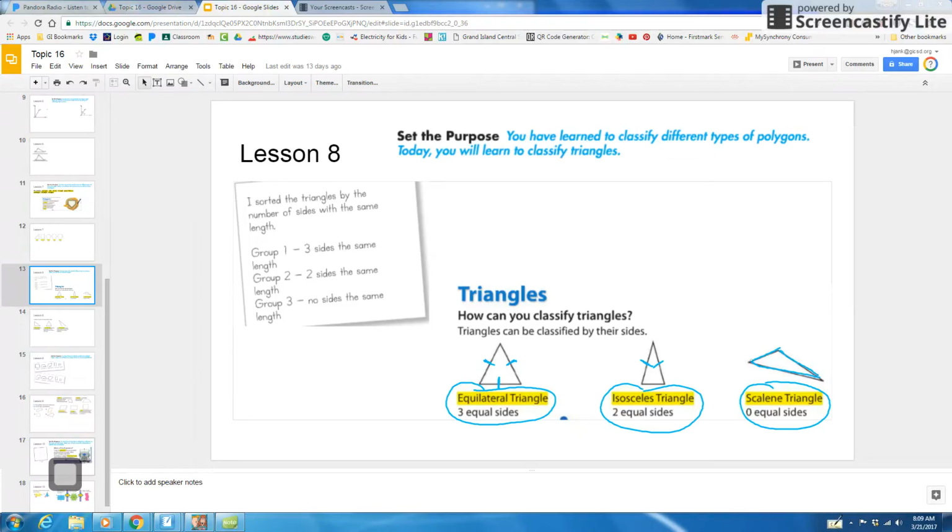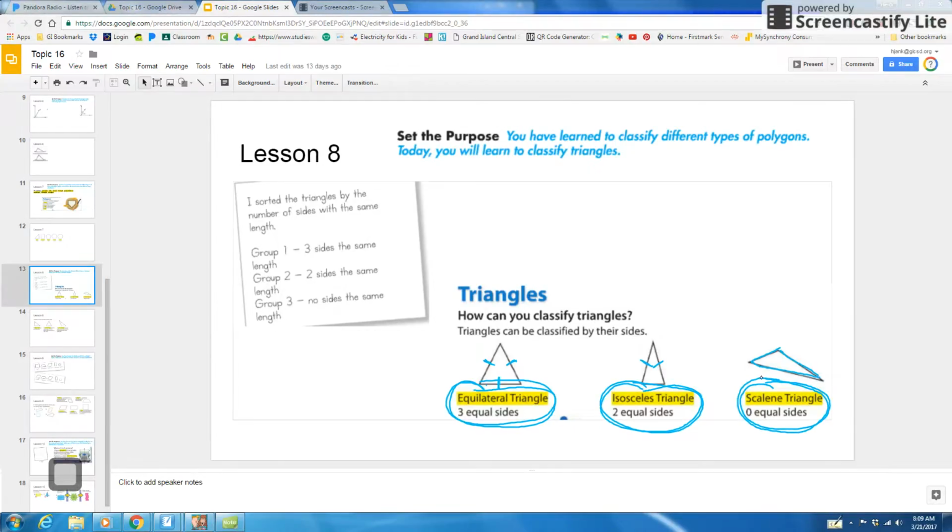So that is the three ways, or the three names, that we could classify our triangles by their sides. You may have known that before, that you could say, oh, all these sides are equal, or these two sides are equal and that one's different, or this one has no equal sides. But now you know the actual terms that go with it. So we have the equilateral triangle, the isosceles triangle, and the scalene triangle.